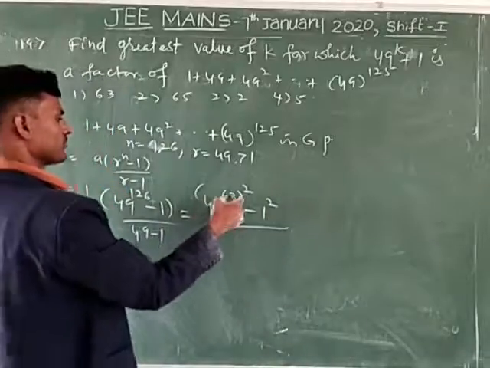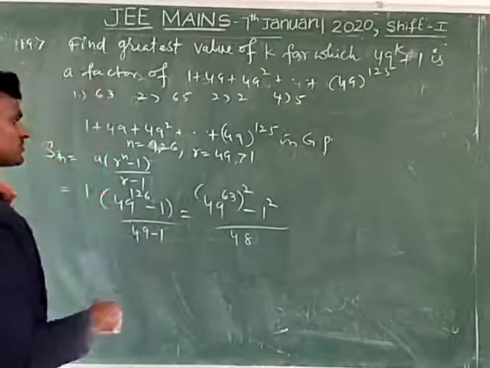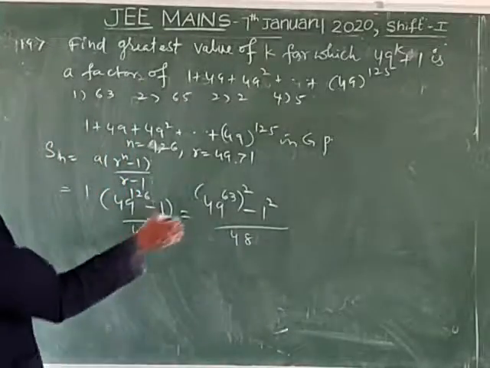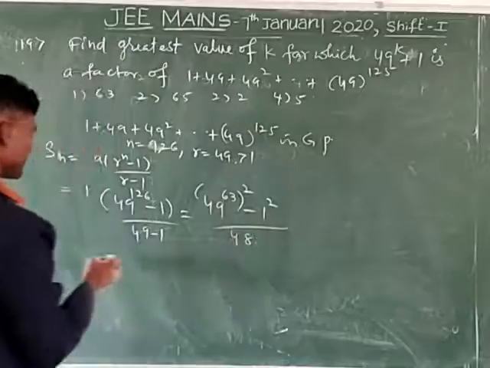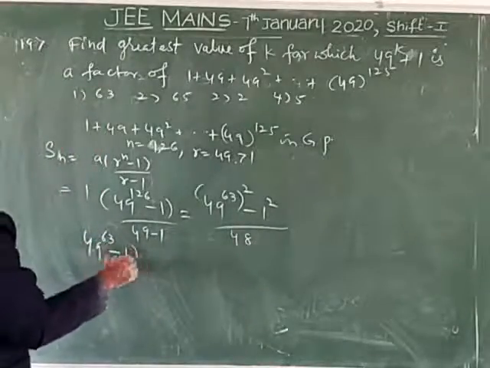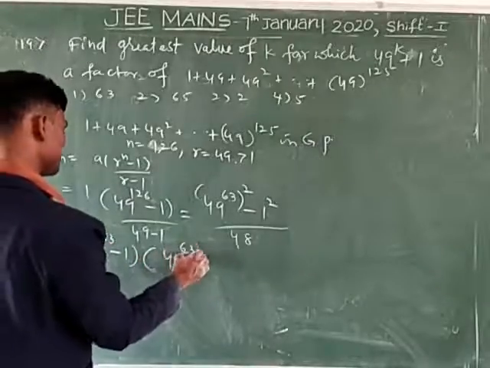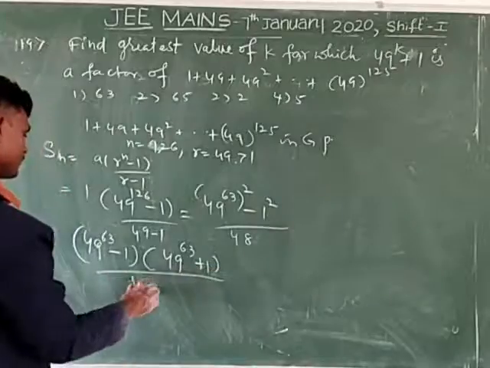A for M, whole for N. Okay, here this is 48. 49 minus 1 is equal to 48. Now A square minus B square, this one is right as 49 power 63 minus 1 into 49 power 63 plus 1 whole by 48.